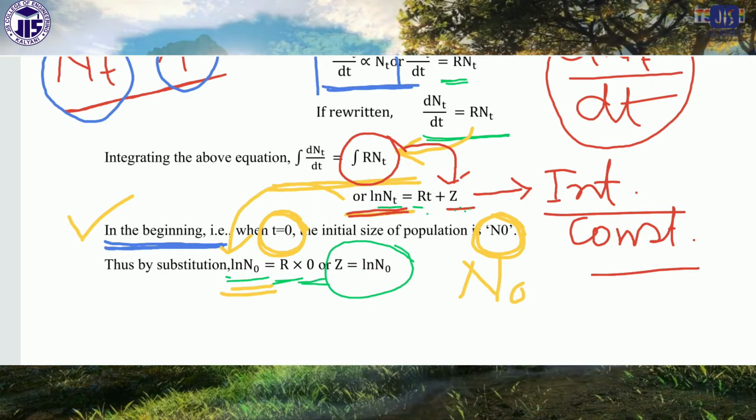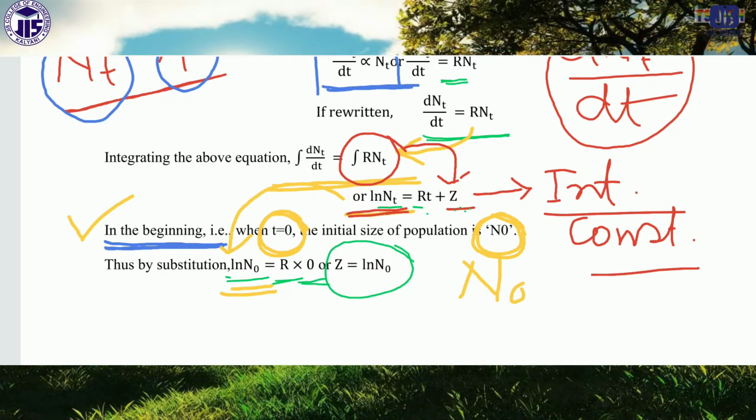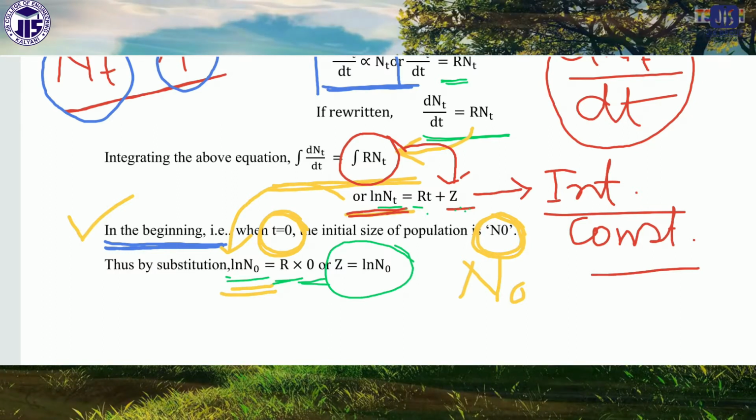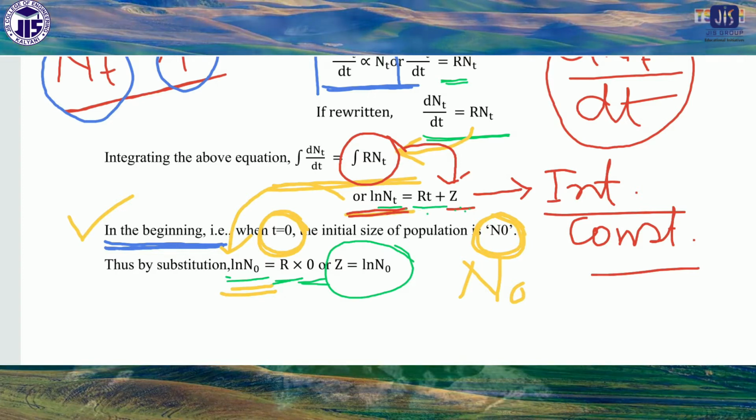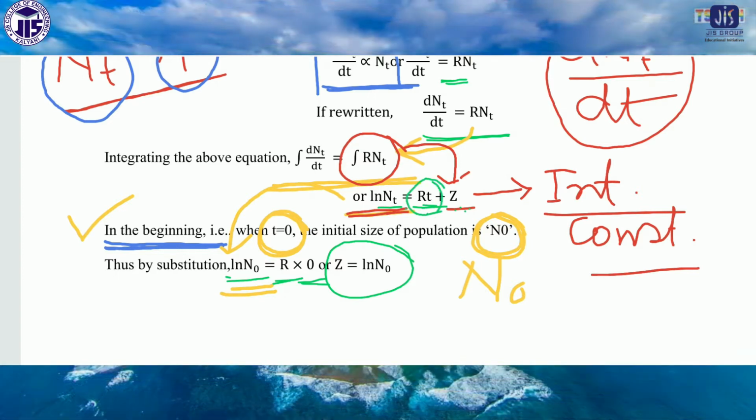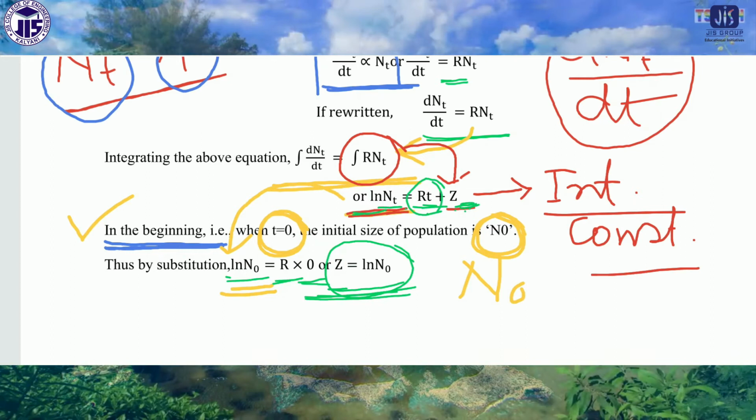So if it is ln n0, that means the equation reduces to only ln n0 equals z, because rt will be 0. If rt is 0, then the remaining part will be z equals ln n0. So finally what we got is z equals ln n0.